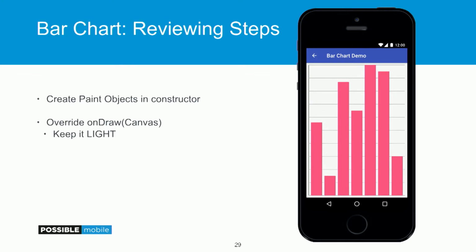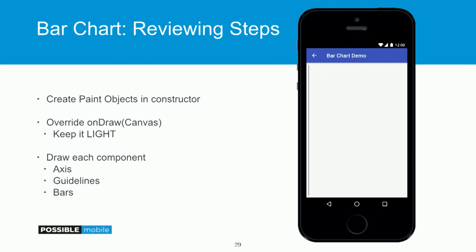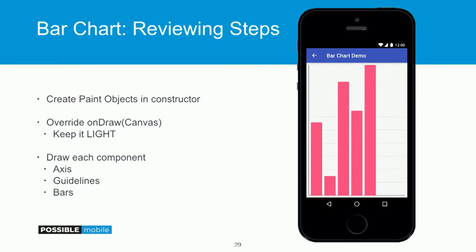On-draw is going to get called every single frame that Android needs to actually render. So you need on-draw to be quick enough so that you can do it in that 16 milliseconds that it takes to calculate a single frame. So you want to do as much work up front as possible. Once we've overridden on-draw, we want to iterate through it and draw every single component. In this case, we drew our axes, and then we drew our grid lines going down, and then we drew our bars from left to right.